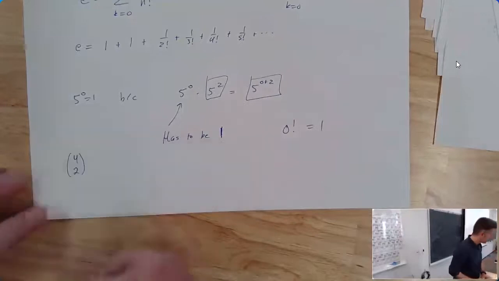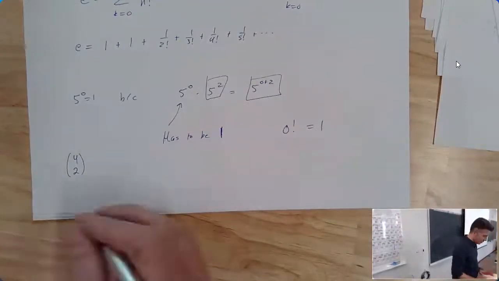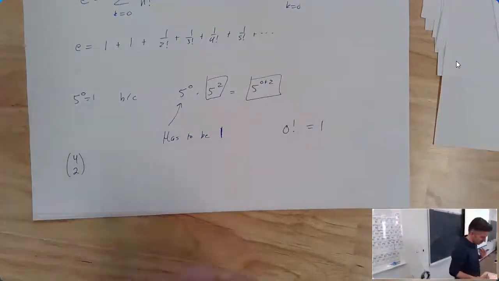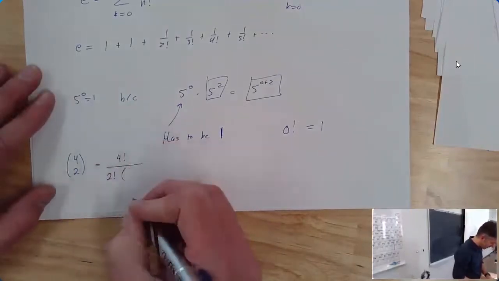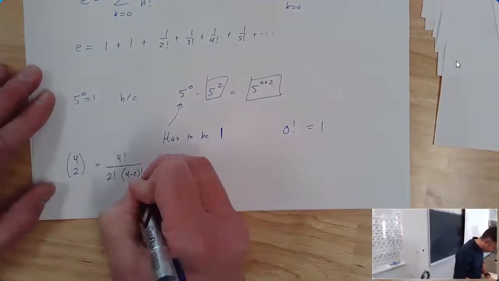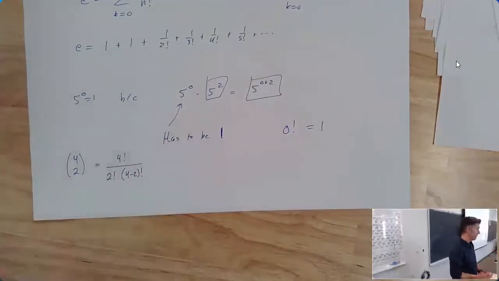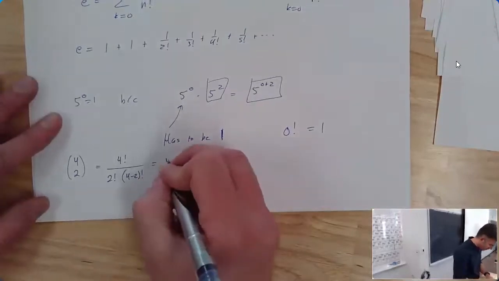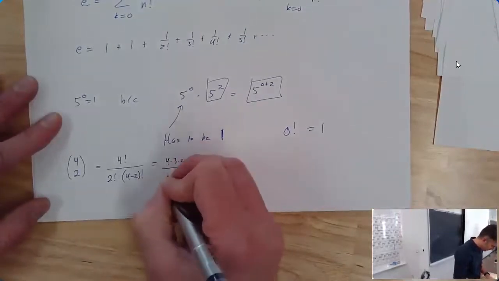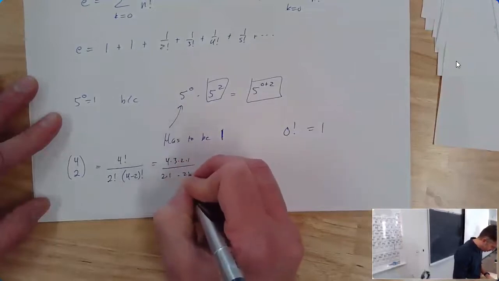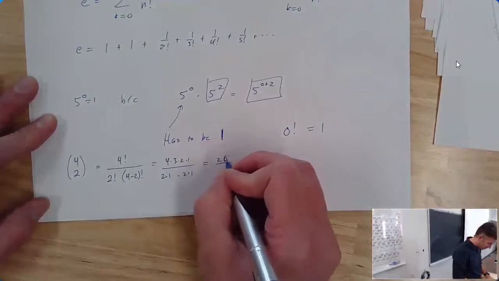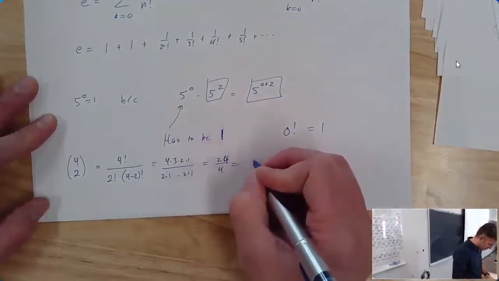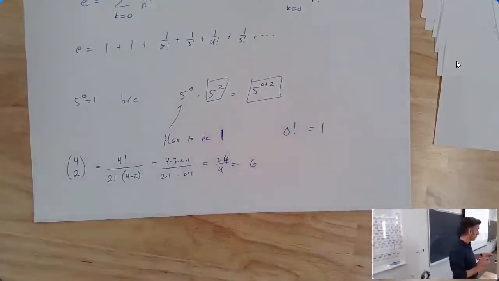Don't worry about this. You don't need to write this up, but I just want you all to understand what's going on here. This is 4 factorial over 2 factorial times the difference between them, 4 minus 2 factorial. By the way, factorial is just a number times all the lower numbers down to 1. So 4 factorial is 4 times 3 times 2 times 1. 2 factorial is 2 times 1. And you get 24 divided by 2 times 2, which is 6. Okay, so it works.